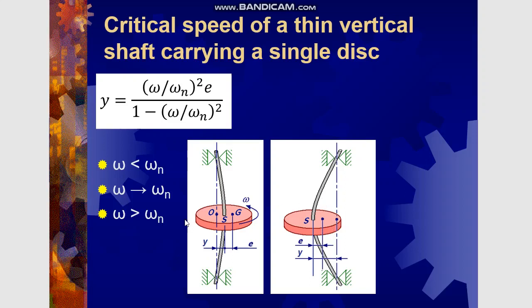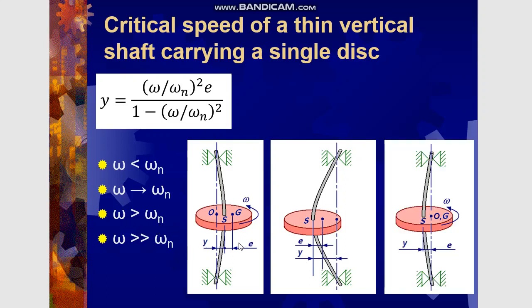Now the fourth special case is when omega becomes much larger than omega n. This is the scenario that emerges. Now omega upon omega n is very large and its square is even larger. So in the denominator we can neglect 1 in comparison to this large quantity. What we end up with is a large numerator and a large negative denominator. They are nearly equal, so this term, except for e, approaches minus 1, and on the whole y approaches minus e. So this is a special case.